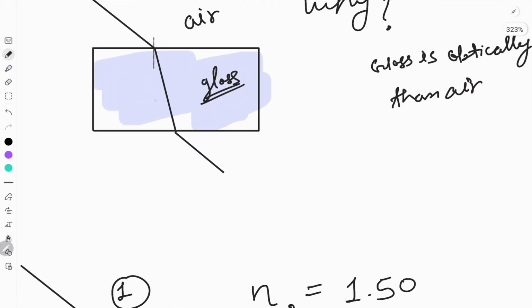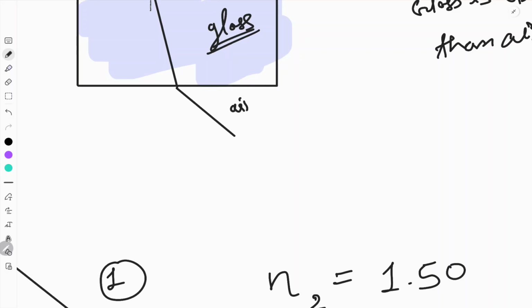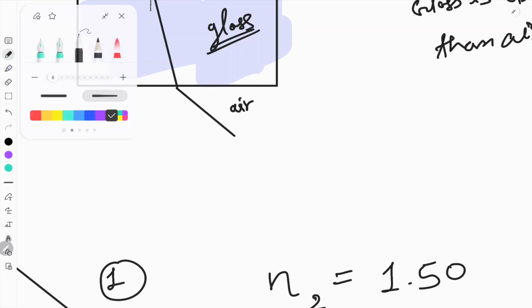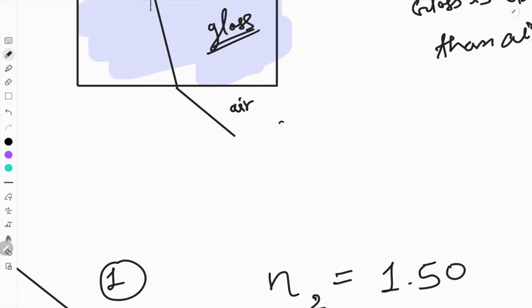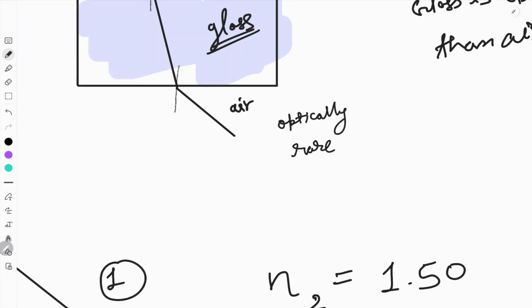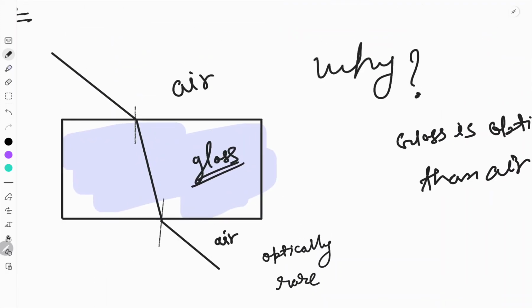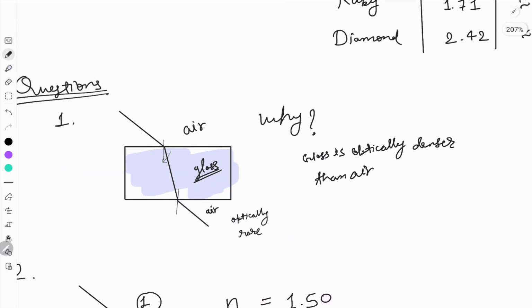And when light leaves glass, you can see, because air is optically rarer, this particular light ray bent away from the normal, right? It bent away from the normal, and in the other case it bent towards the normal. Okay, I hope that is clear.